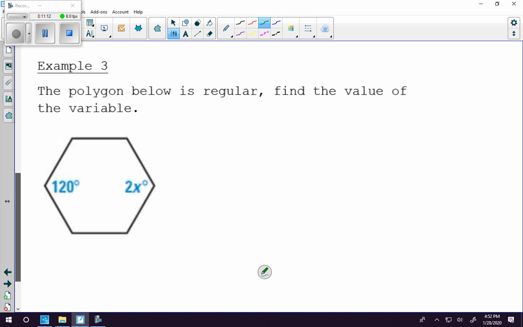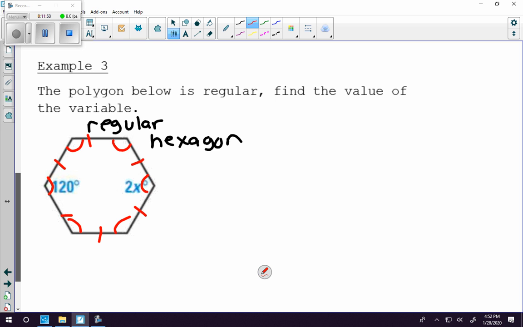Okay, example 3, the polygon below is regular. Find the value of the variable. Well, what does it mean for a polygon to be regular? It means two things. It means it's both equilateral and equiangular. So this hexagon is a regular hexagon. This is definitely regular because they told us so. It's also concave. Now if it's regular, it means all the sides are congruent, but it also means all the interior angles are congruent. So it's both equilateral and equiangular.